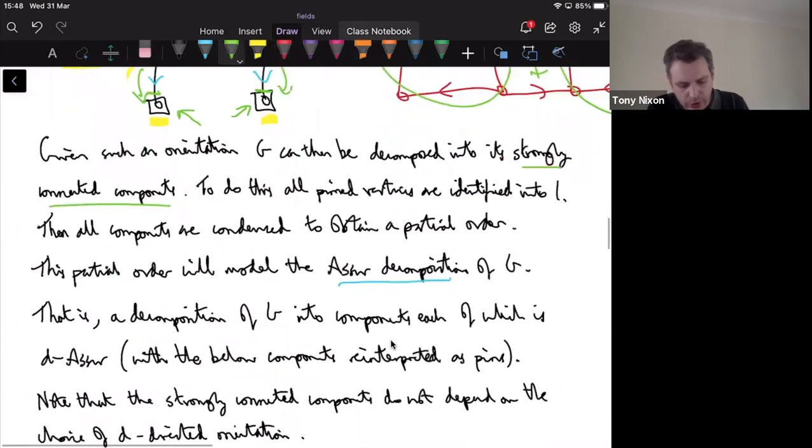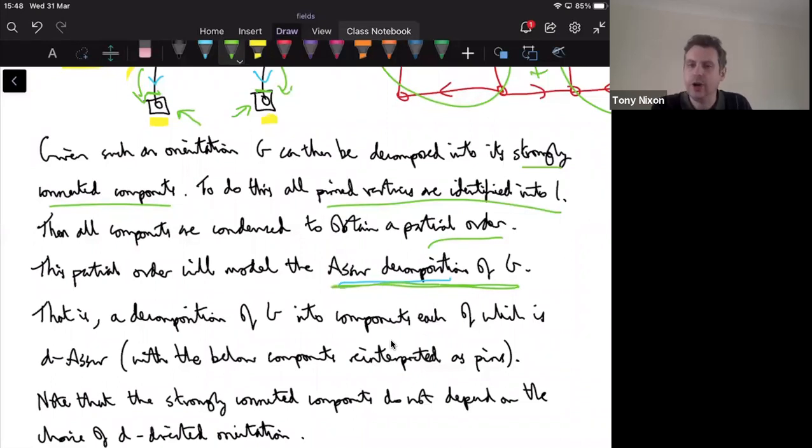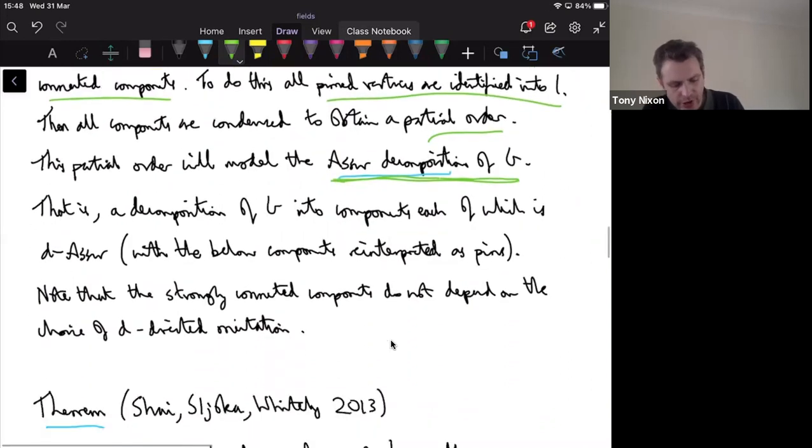In general, what we're going to do is form a partial order from the strongly connected components, using the pinned vertices and using edges down from a component to the lower part. This partial order, which maybe will become clearer when I do some examples, is going to model the decomposition of your graph into its de-Azure subgraphs, the doubly minimally rigid parts of it. So we're going to decompose G into components, each of which is a de-Azure graph.